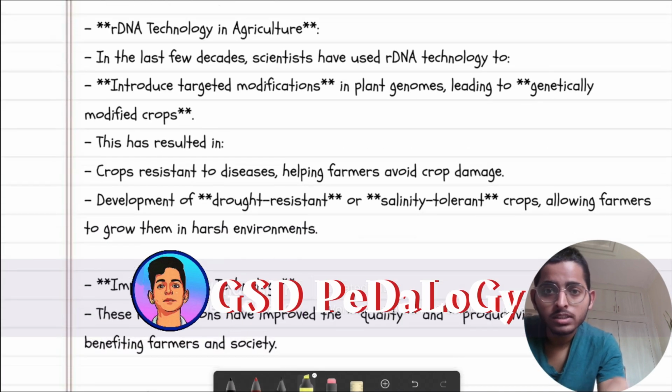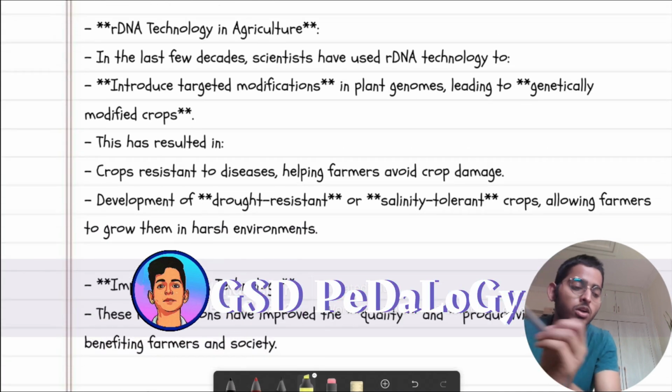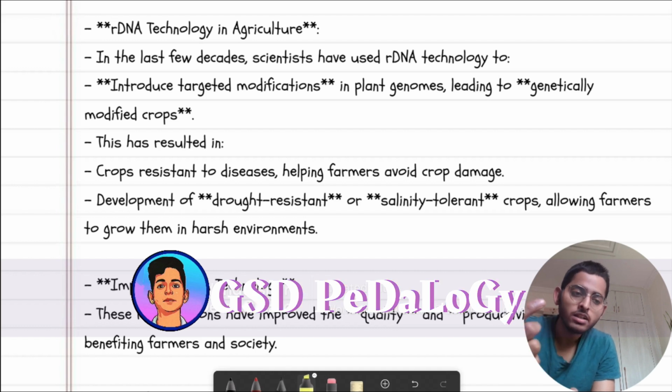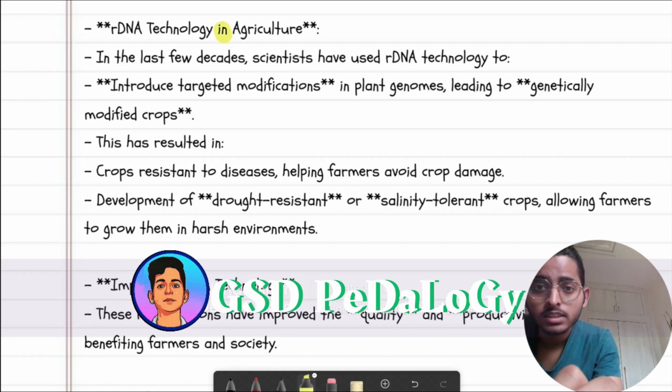So rDNA technology in agriculture is used to synthesize crops which are better yielding, which are high in productivity and quality, and also resistant to several pesticides, insecticides, rodenticides, resistant to several groups of insects, and high levels of abiotic and biotic stresses. So these are advances in agriculture.